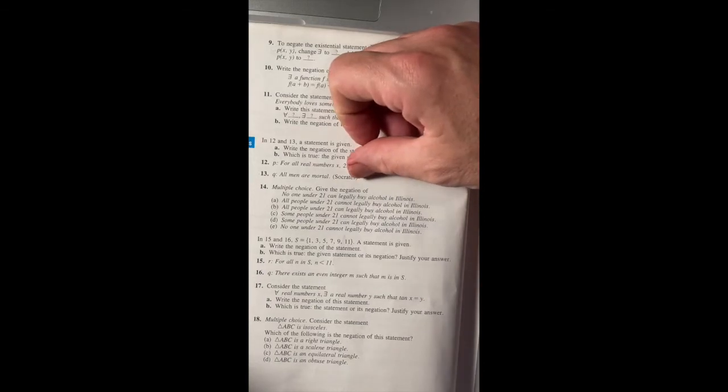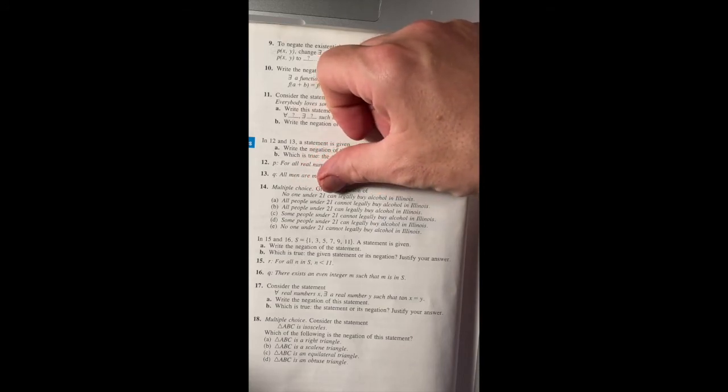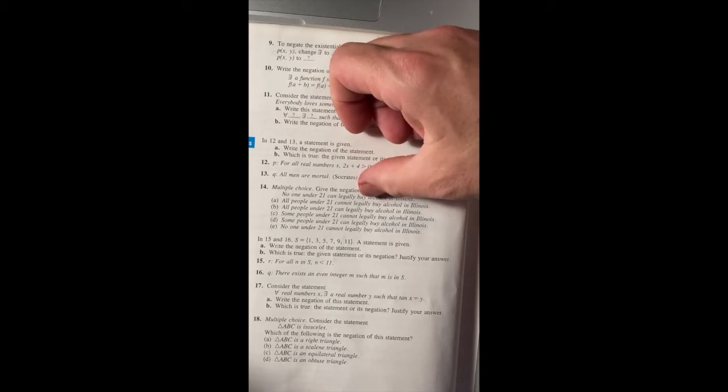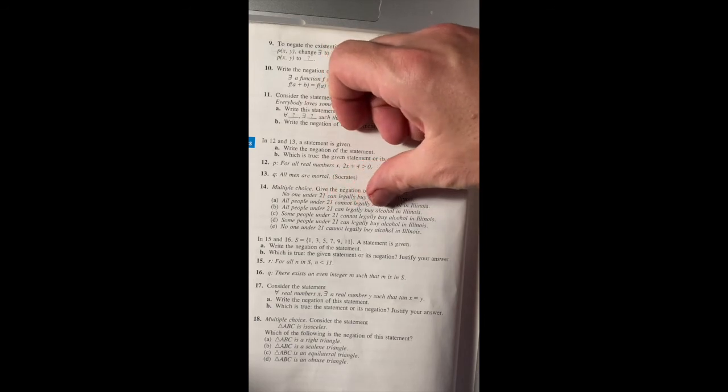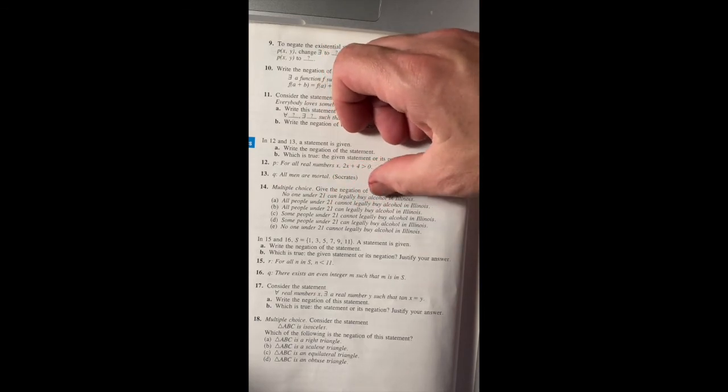Multiple choice. Give the negation of "no one under 21 can legally buy alcohol in Illinois." What would it take to negate that? Well, there would have to be someone under 21 who can buy alcohol in Illinois legally. A: all people under 21 cannot legally buy alcohol. That actually says the same thing. B: all people under 21 can legally buy alcohol in Illinois. That's not really the negation. You don't need all people in order to negate that.